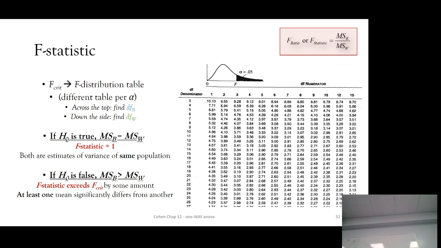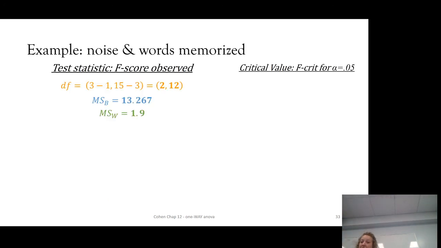Okay? Now, you've got 2 degrees of freedom. The numerator, or top degree of freedom, the first one we list, is going across the top. The denominator, or second degree of freedom, is going down the side. And where they come together is your critical value. So it's another different table.